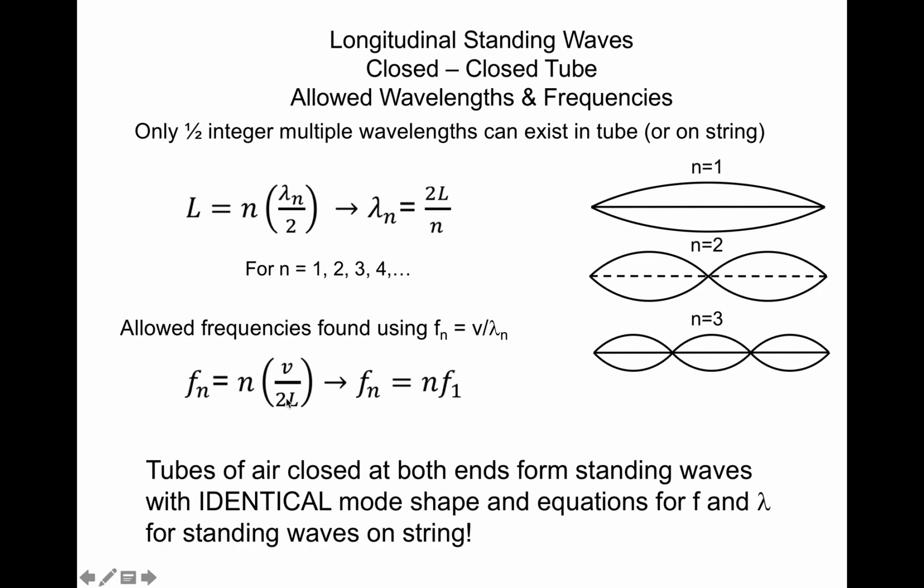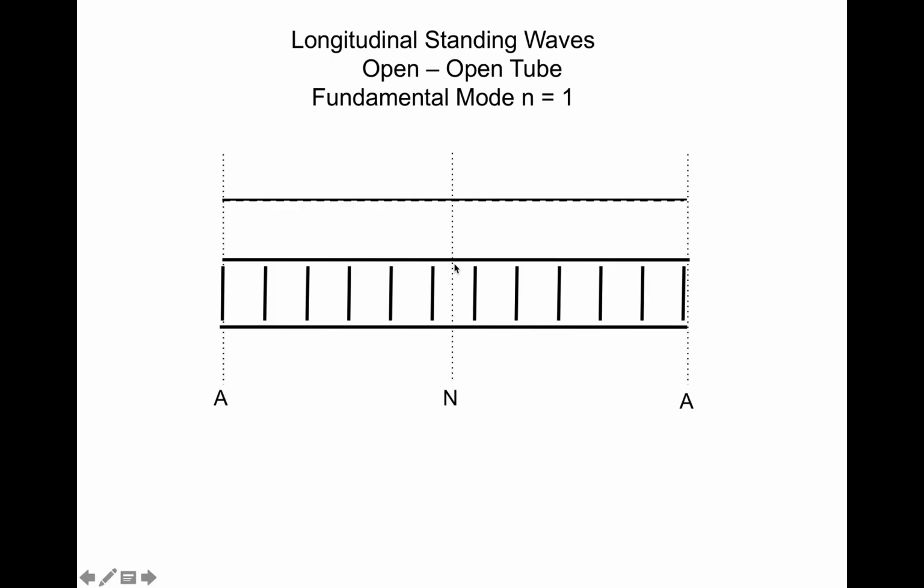And so I just rearrange it. And so recognizing v over 2L is the fundamental frequency, f1, this is 1, f1 is v over 2L, then all the other modes are harmonics of the fundamental, integer multiples of the fundamental frequency. And the important point is tubes of air closed at both ends form standing waves with identical mode shape and equations for the frequency and wavelength for the standing waves on a string. So it's kind of an interesting and cool thing.